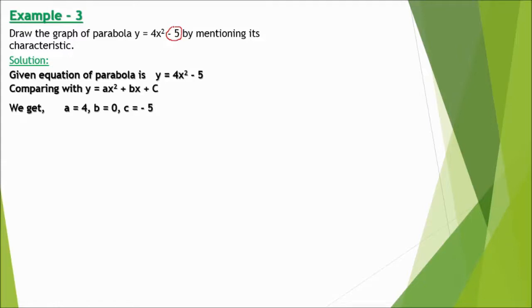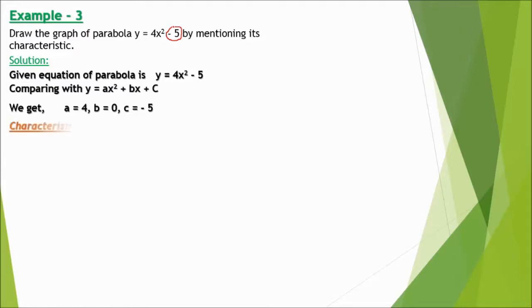Now remember the characteristics. Okay, you have to remember the characteristics. When b is equal to 0, we get the vertex at 0 comma c, isn't it? 0 comma c is the vertex when b is equal to 0. And the equation of line of symmetry is y-axis. So two characteristics we can write easily.